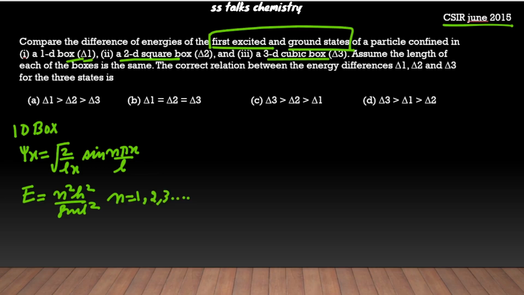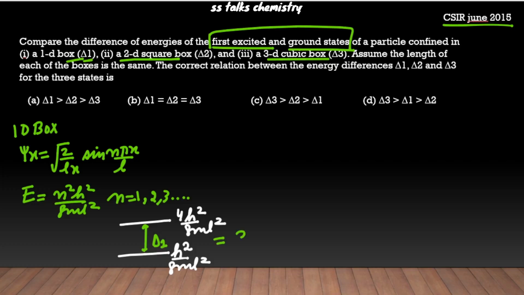If we draw the various energy levels, the ground one is when the n value is 1, and the energy corresponding to it is h square upon 8 m L square. Now the first excited state means n value is 2, and the energy will be 4h square upon 8 m L square. The difference between these two levels is what they have called delta 1, which comes out to be 4 minus 1, that is 3h square upon 8 m L square.